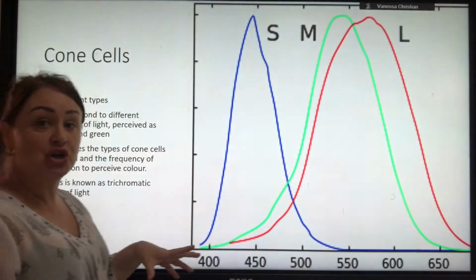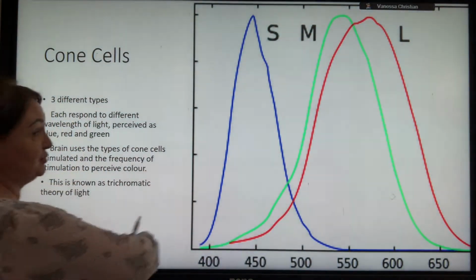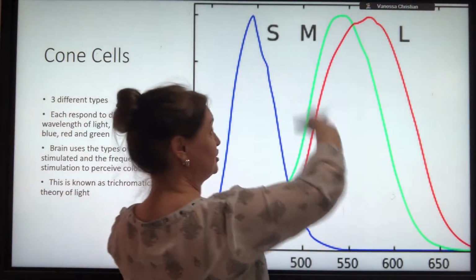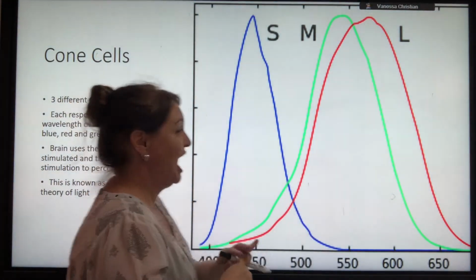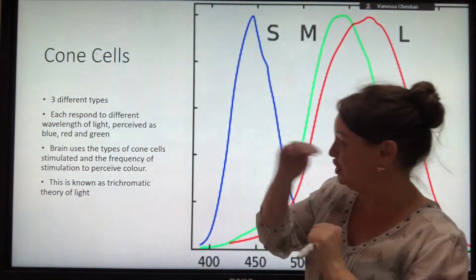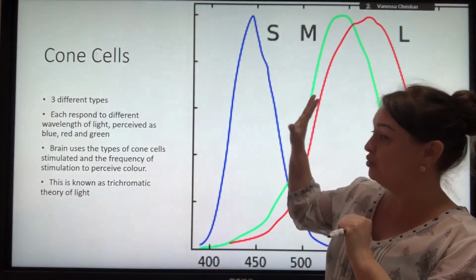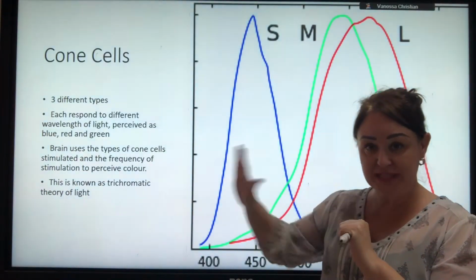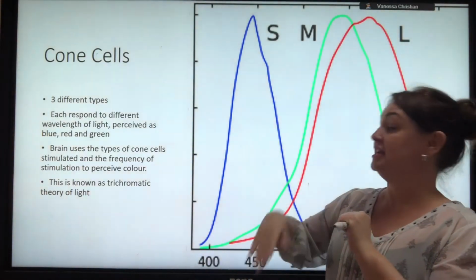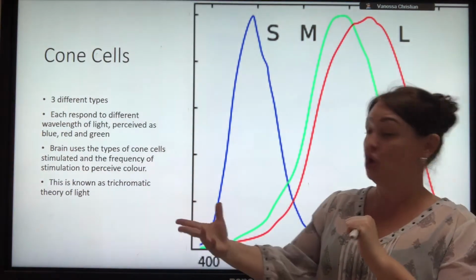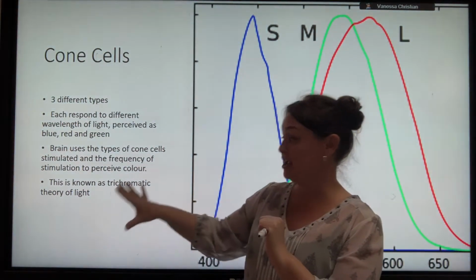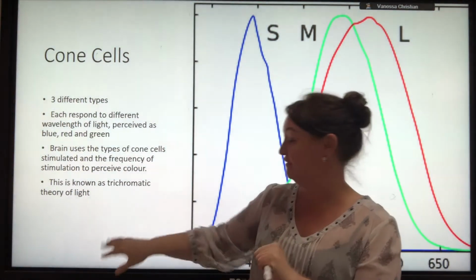Okay, so if we're looking at cone cells, we've said this wavelength of light responds to blue, this to green, and this to red. And we've only got 3 types, and we've said that each respond to 1 wavelength only, and it's the frequency of action potentials that determines the depth of the colour, and that is what we know as the trichromatic theory of light.